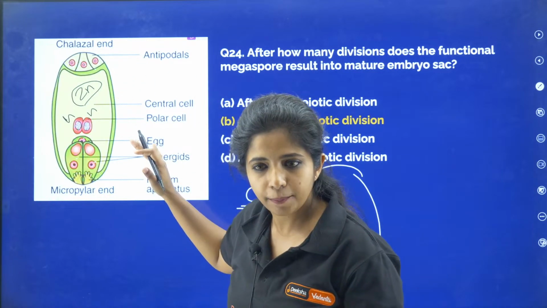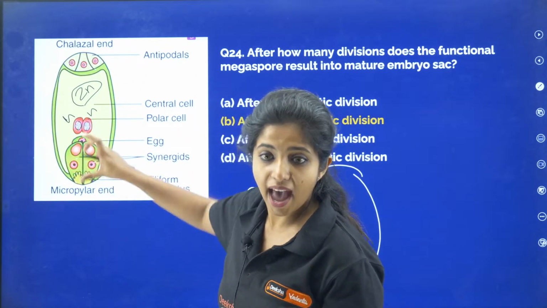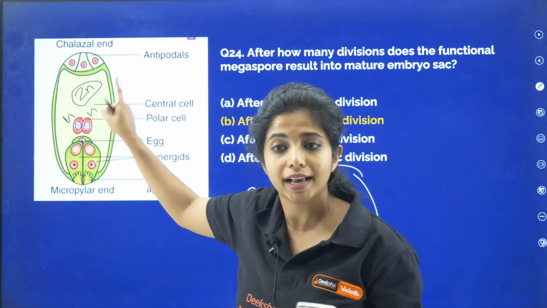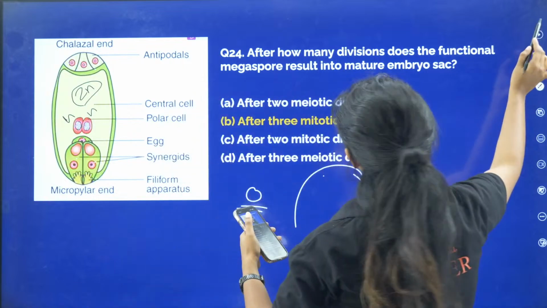And always remember, the micropylar end is the place where you would be having the egg cell. And antipodal cells will always be at the chalazal end, nowhere else. Fine. I'll be talking about pollen grains, okay?